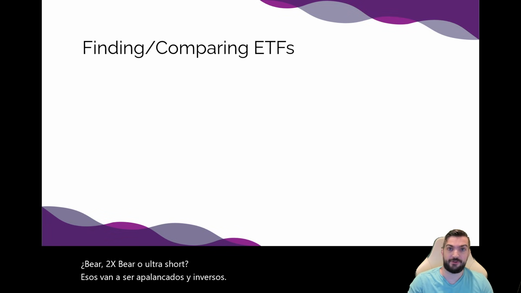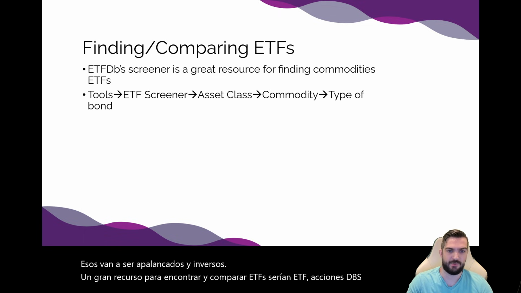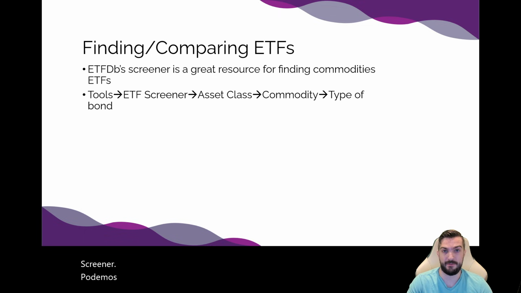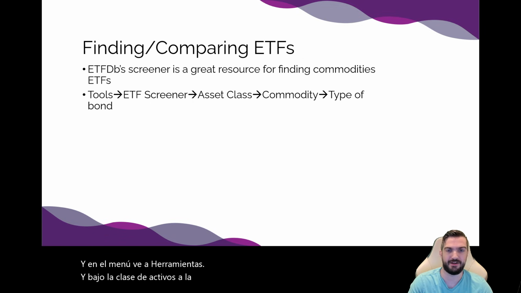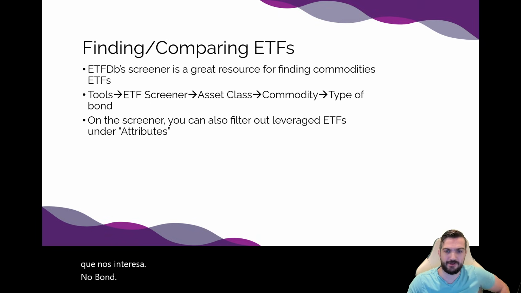A great resource for finding and comparing ETFs would be ETFDB's ETF screener. We can find that on etfdb.com. And in the menu, go to Tools, ETF Screener, and under the asset class on the left side, choose Commodity, and then the type of commodity that we're interested in, not bond. On the screener, we can then filter out things like leveraged ETFs or inverse ETFs under attributes.